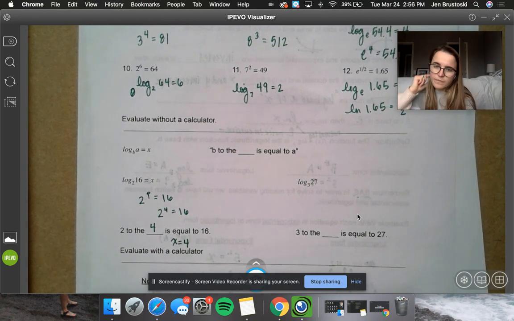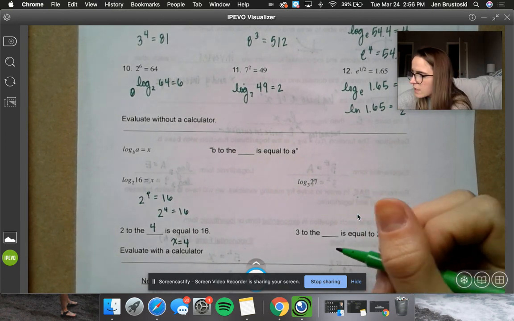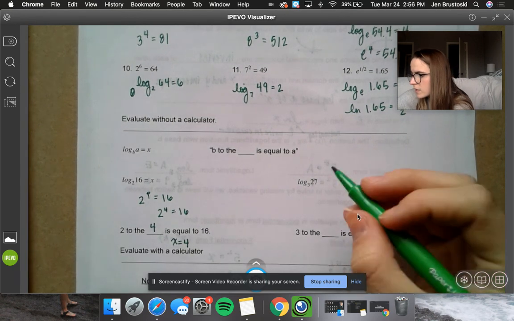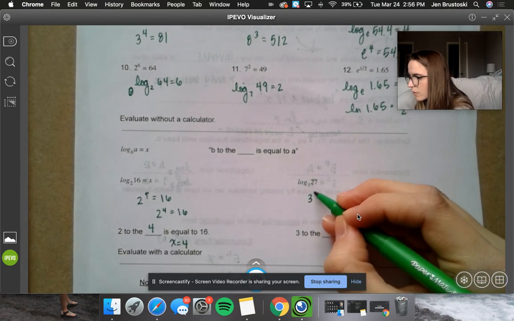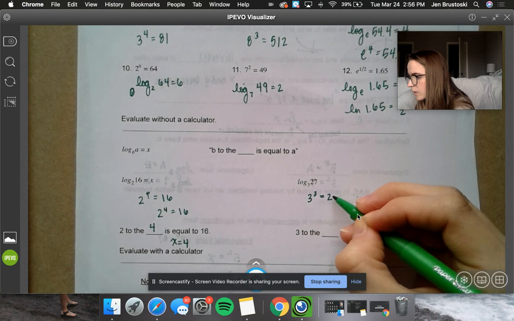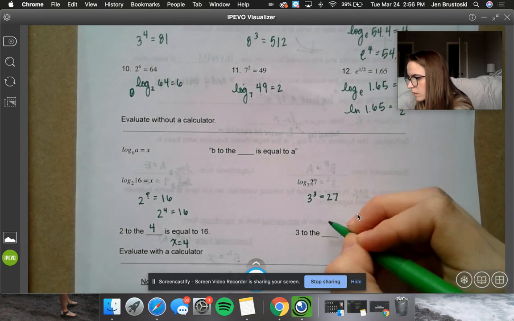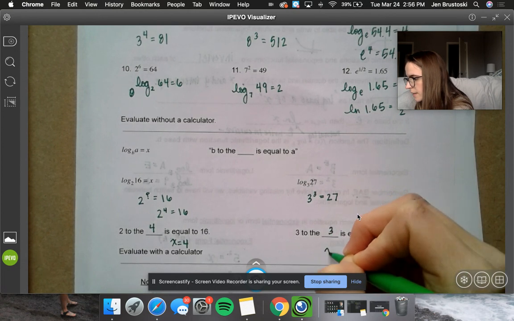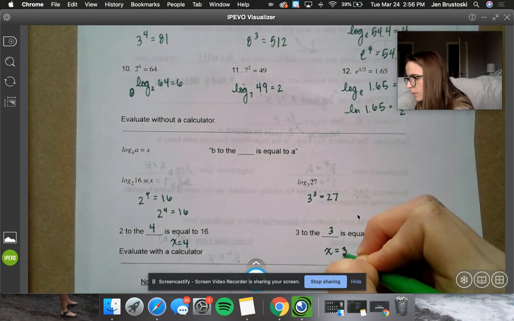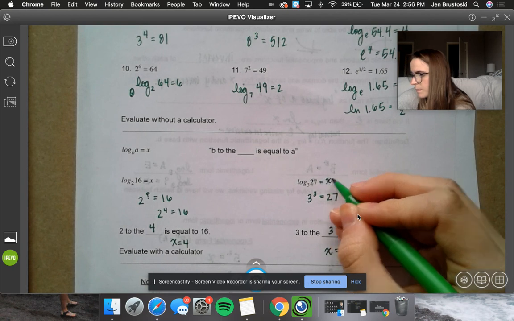This one here, it's asking 3 to the what is equal to 27. So 3 to the 3rd is 27. That's a perfect cube. So then x is equal to 3. This should be equal to x up here.